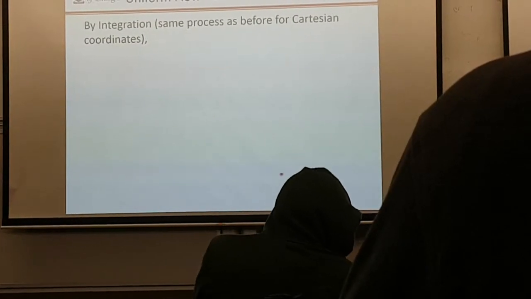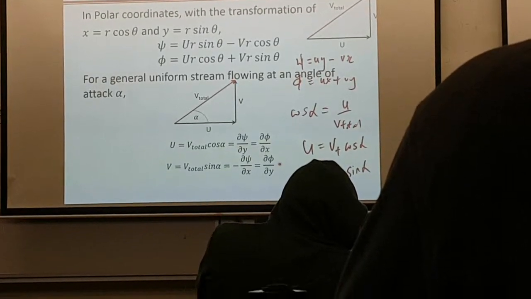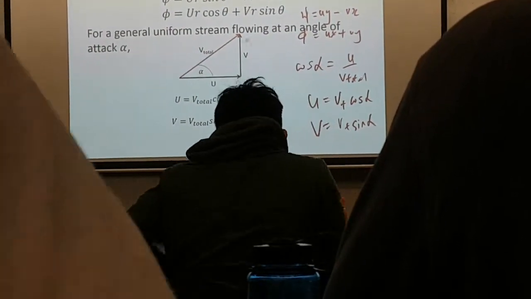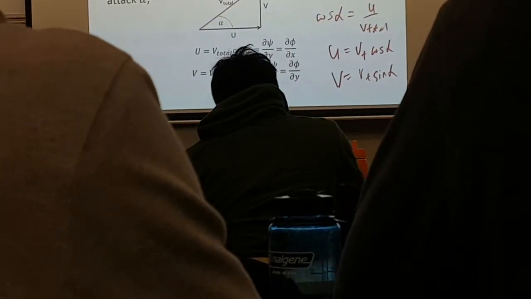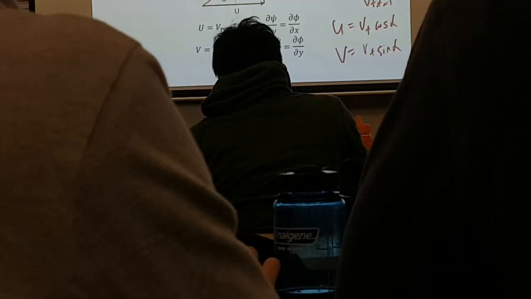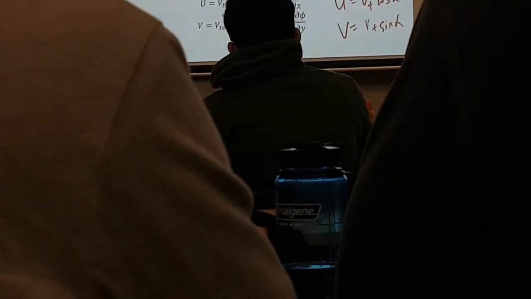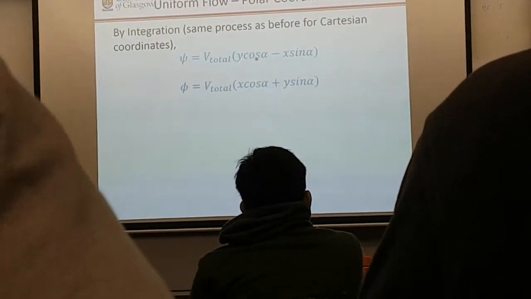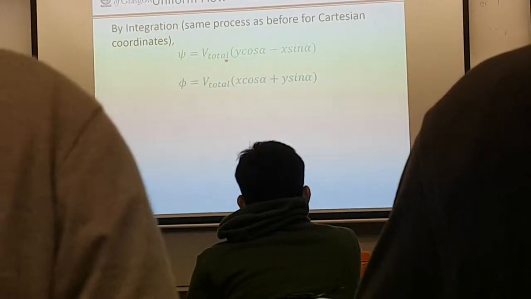So what I can do is, if you just take a look at this, now I have u r sin theta, v r cos theta here. For example, look at the stream function on its own. I can replace my u in terms of my V total if I want. So I can have this equation here. That means my stream function can be V total of y cos alpha minus x sin alpha. So it's a factor that I can take out.